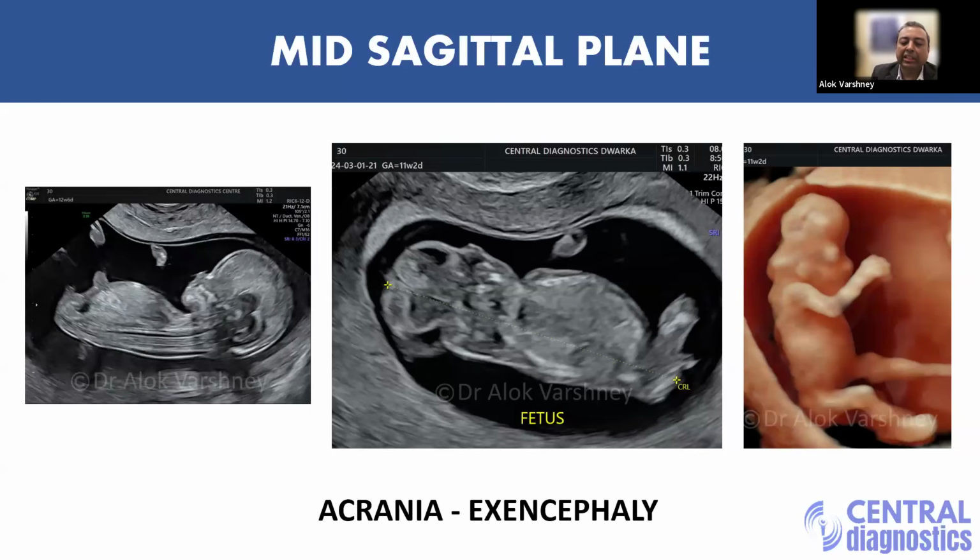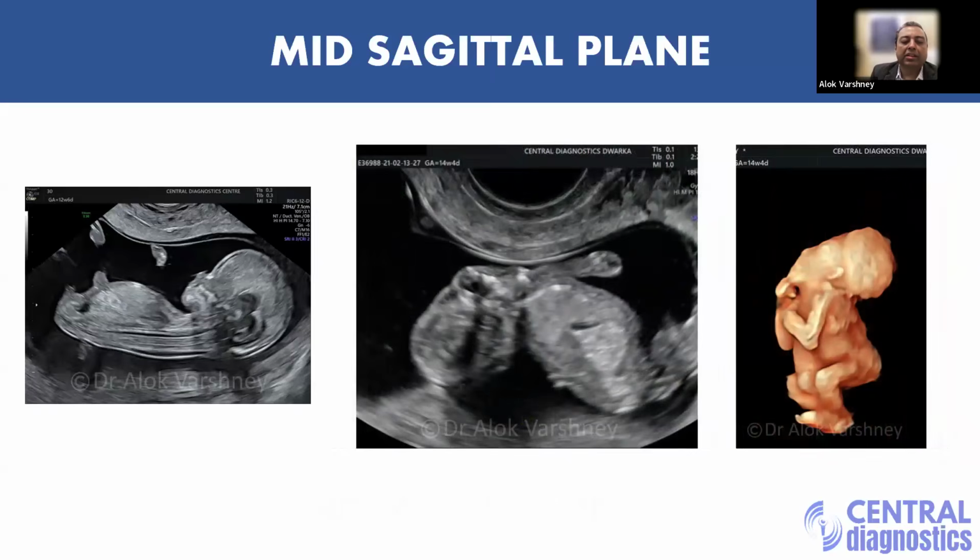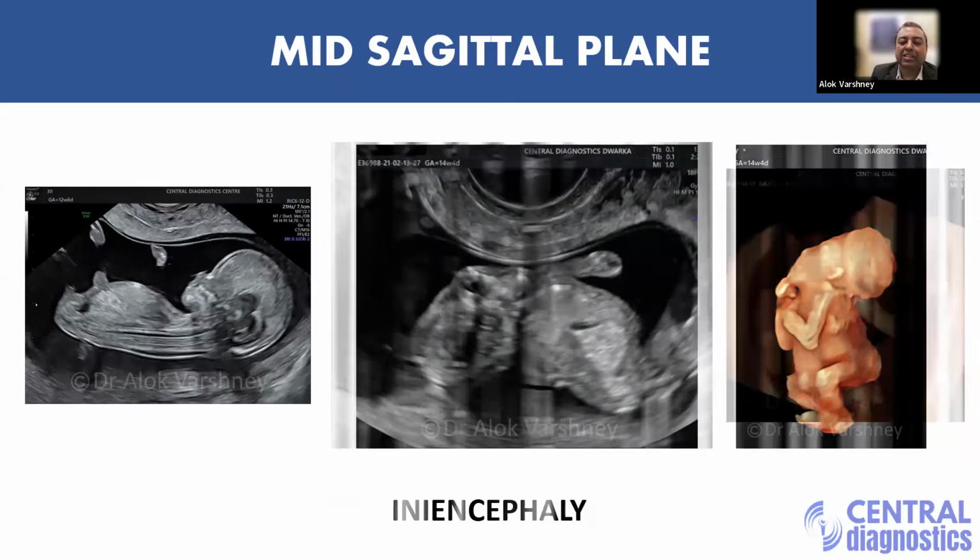But this is simply acrania exencephaly. Another case in which, again, if you are conversant with how normal looks, this is decidedly abnormal. We see the head is irregular, the neck is hyperextended. This is anencephaly, a diagnosis which can be very, very easily made in the first trimester.